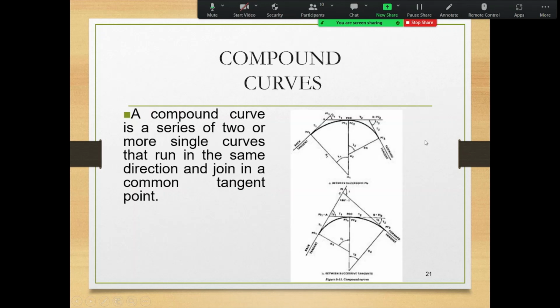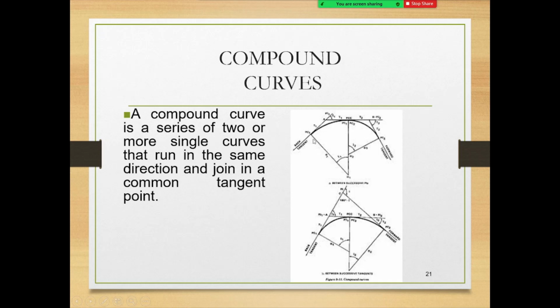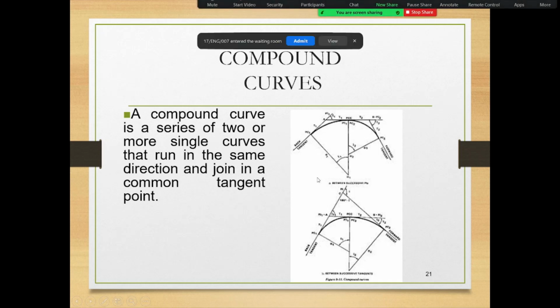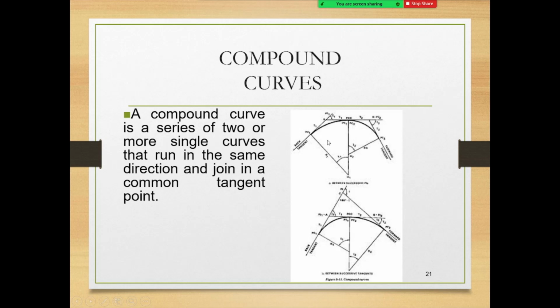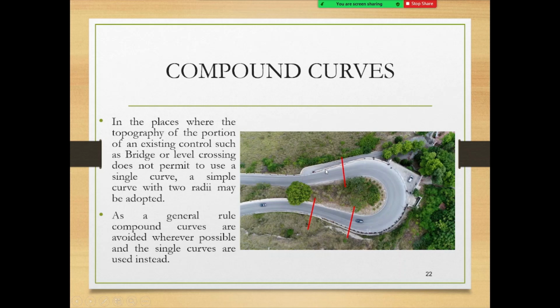And then this is a compound curve. You can understand there is one curve in the clockwise direction, and the other curve again in the clockwise direction, but their radii are different. A compound curve is a series of two or more single curves that run in the same direction and join at a common tangent point. This is also the same, right? So you can see a compound curve here.